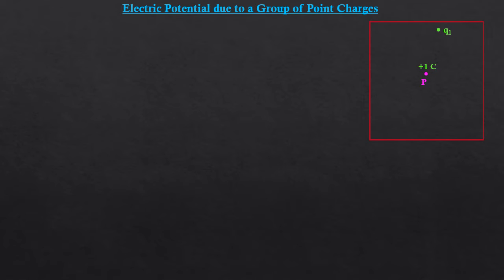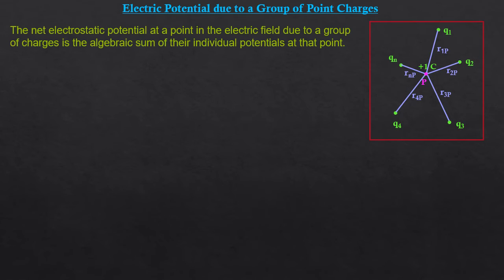So let's imagine that around this charge we have the charges Q1, Q2, Q3, Q4, etc. Qn. There are n number of charges around this point P. Our aim is to calculate the total potential at point P. Let the distance from the point P to charges Q1, Q2, Q3, etc. be R1P, R2P, R3P respectively.